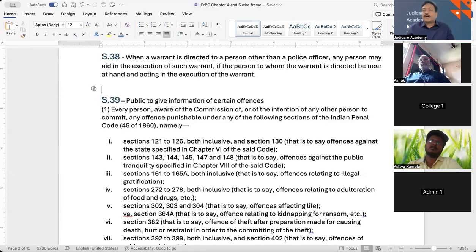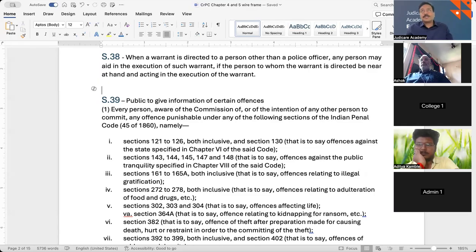So this is again part of the same aid where common public commoners can come and help. Section 38 basically deals with the situation where a warrant has to be issued and someone who is not a police officer has to execute the warrant. So when we use a warrant and we arrest somebody, it's called execution of the warrant. So the person has to execute the warrant.